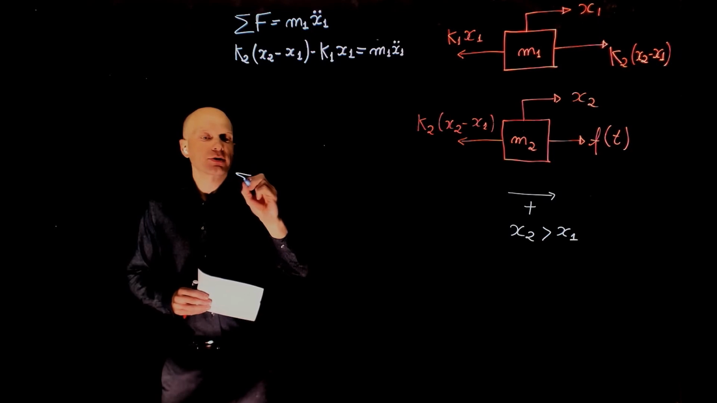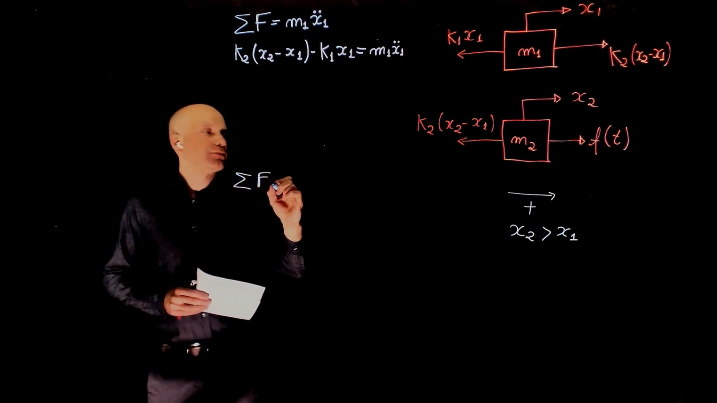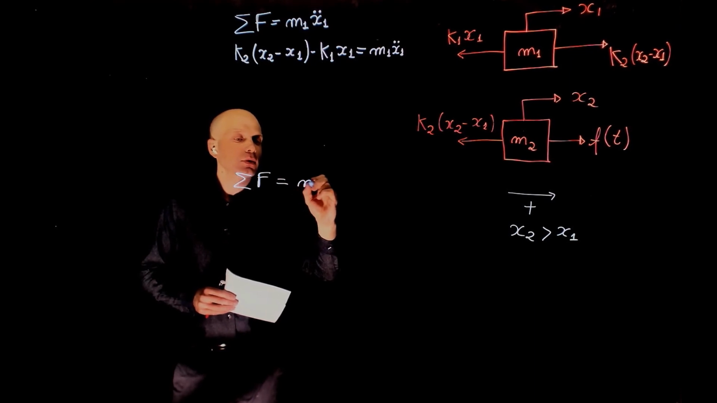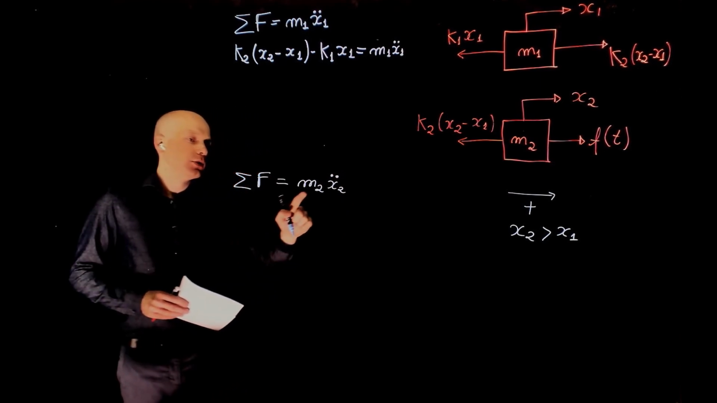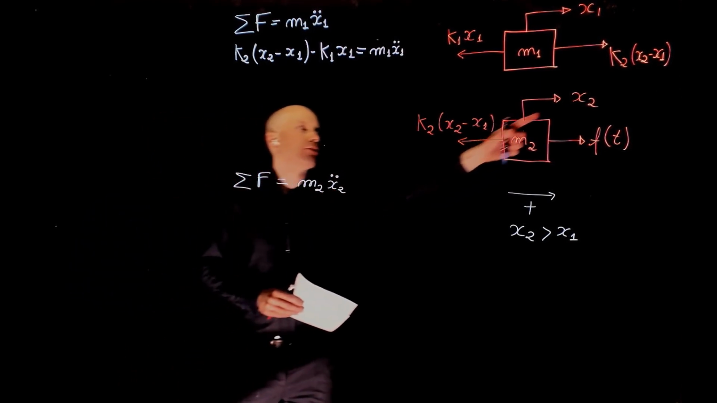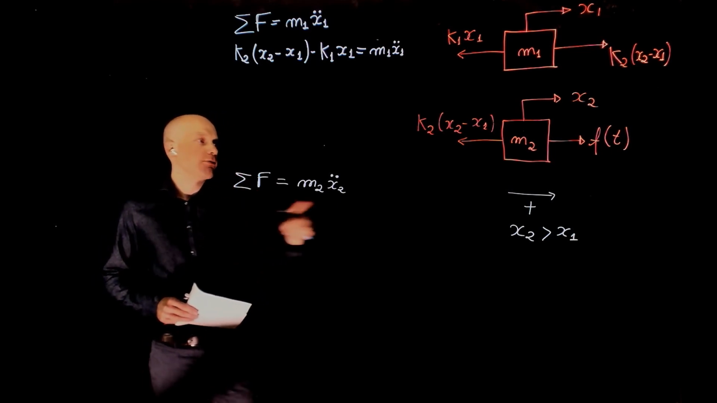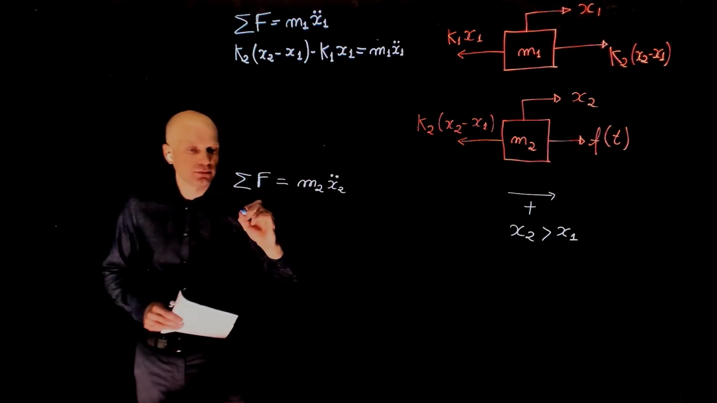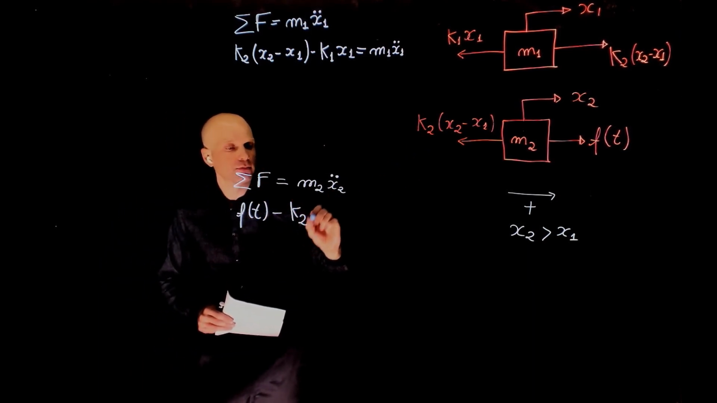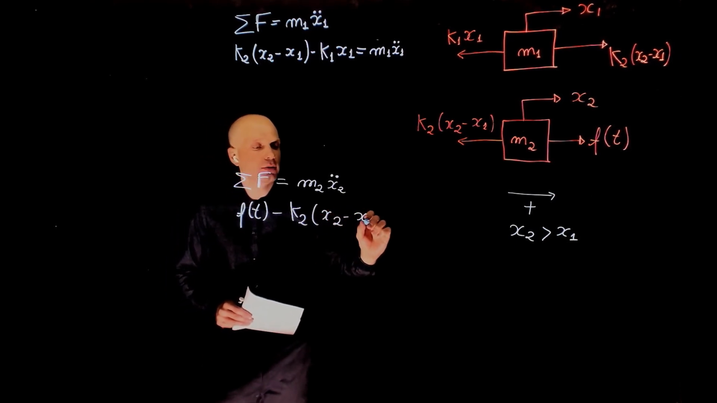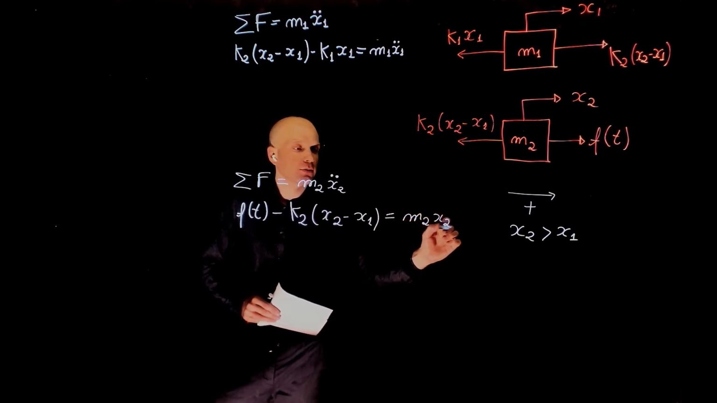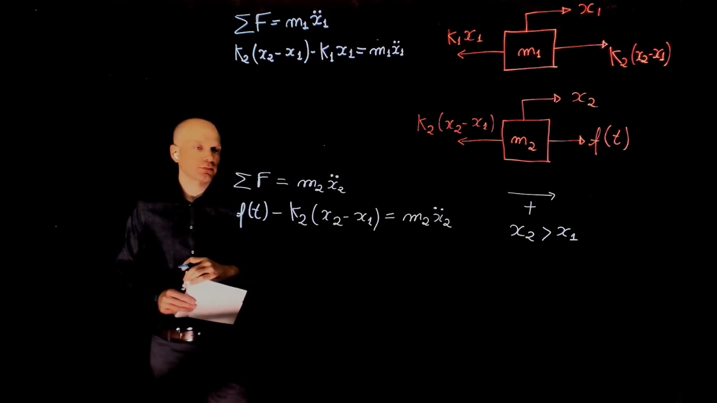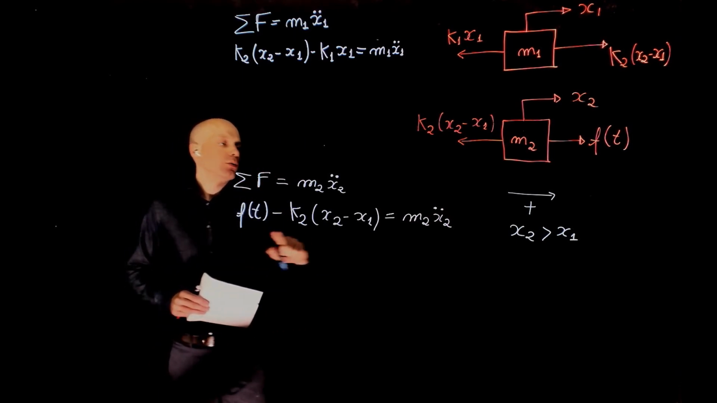We can now do the sum of forces for mass m2. The sum of forces is what creates the acceleration of mass m2. So m2 times its acceleration, the second derivative of displacement, x2 double dot. For the sum of forces, we simply have f of t minus K2 (x2 minus x1), and this equates to m2 x2 double dot. Those are the basic equations.